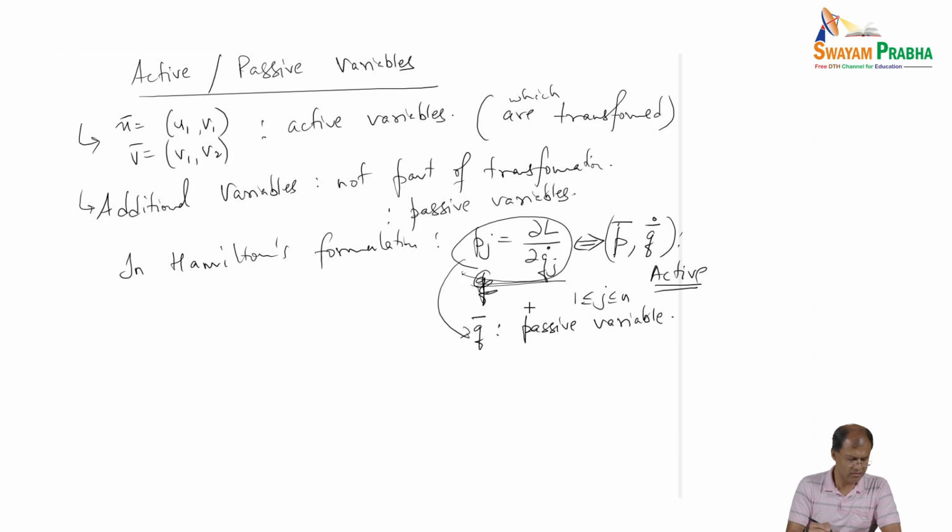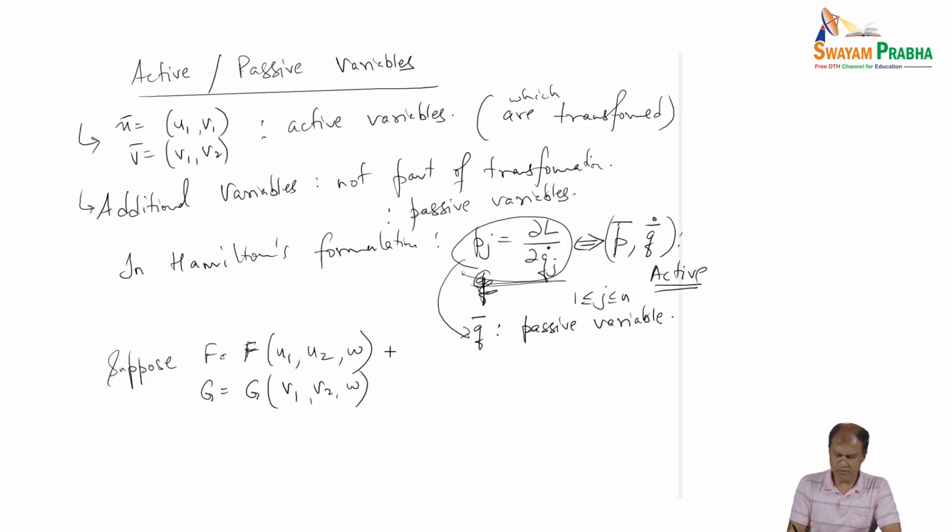So suppose, and now I'm coming back to our discussion on the Legendre transform, that f is a function of u1, u2 and w, and g is g of v1, v2 and w. So these are my Legendre transform.